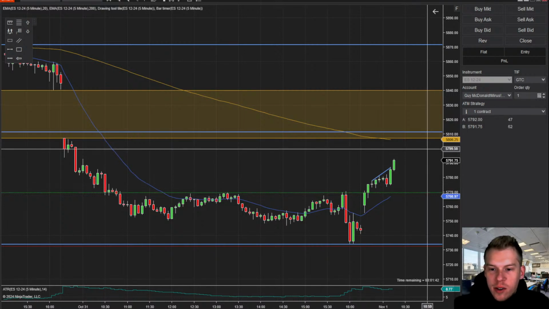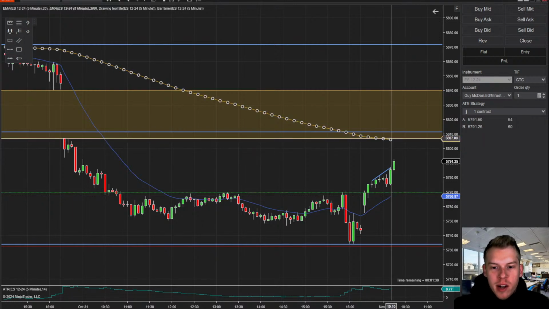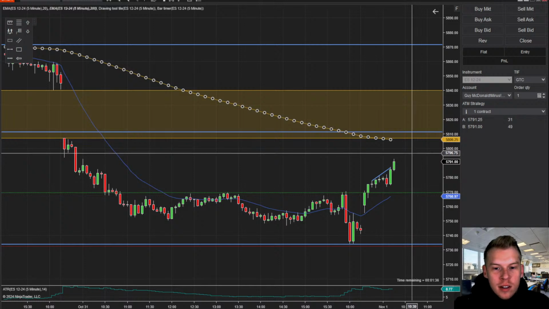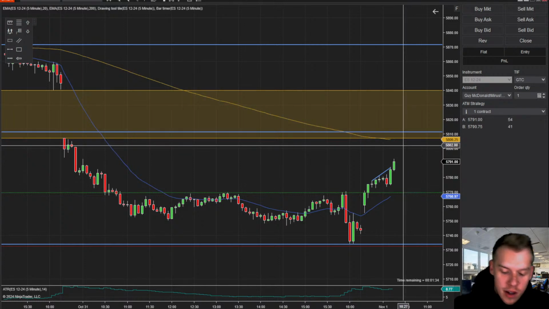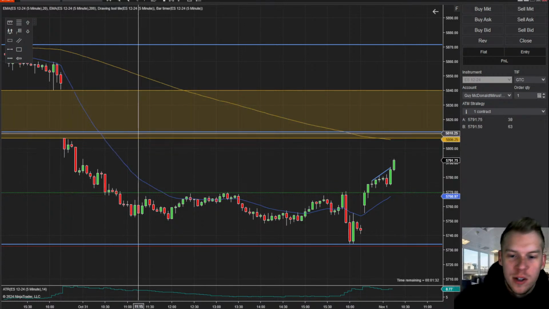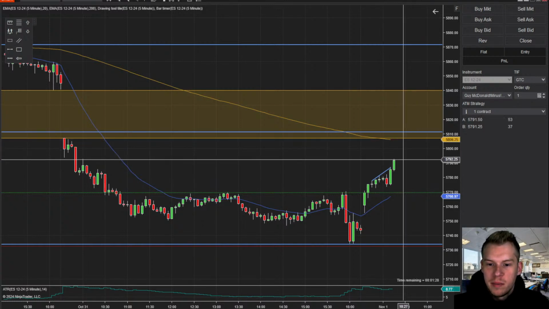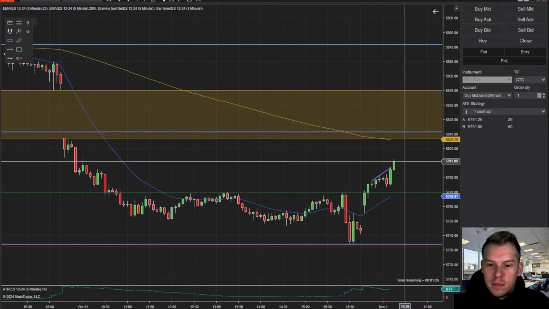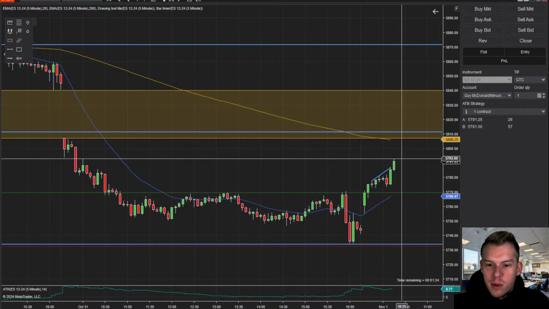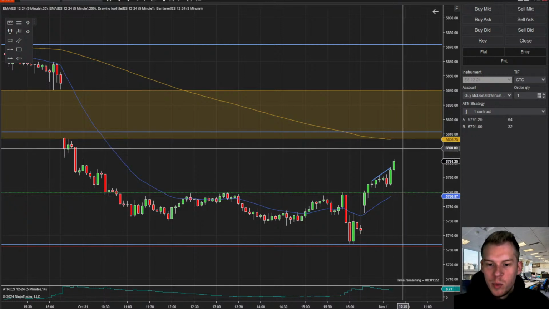So 5,800 is getting close. The 200 moving average is getting close. And the high of yesterday is getting close. So we are starting to get targets up here that the bulls might just go ahead and rush up to in just one or 2 bars.